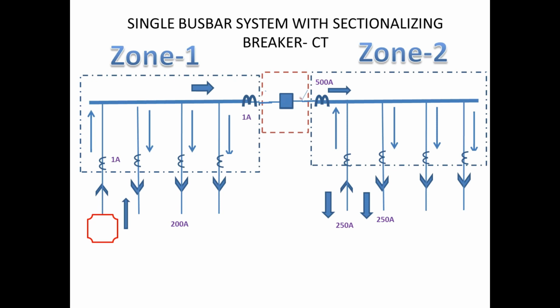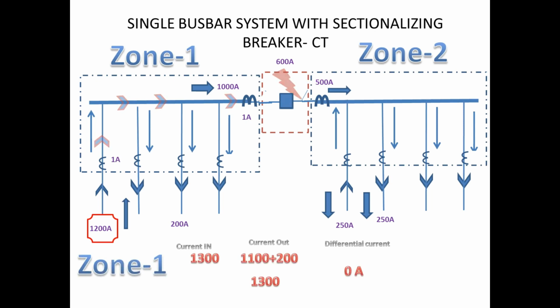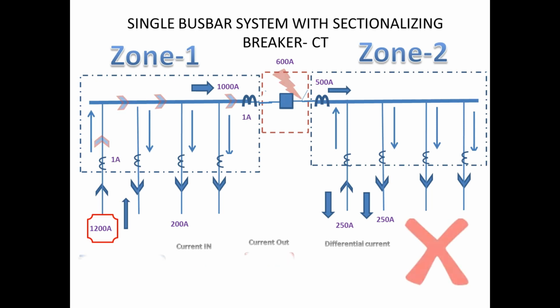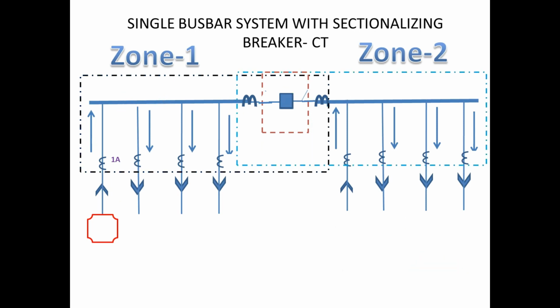Now suddenly a fault occurs on the bus coupler. Due to this, the fault current takes 600 amps. But this fault is not sensed by any zone, because for busbar differential the sum of current in and out should be 0. This condition is satisfied, so the fault cannot be isolated. To avoid this we have to go for zone overlap.